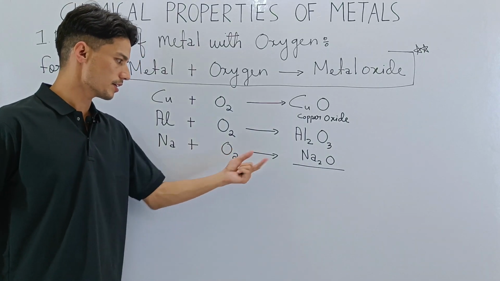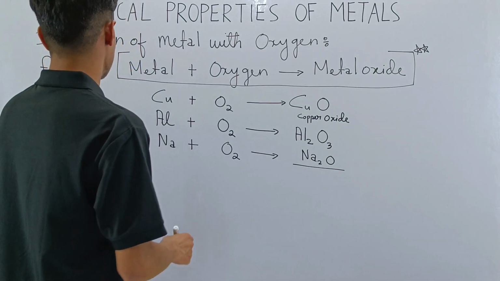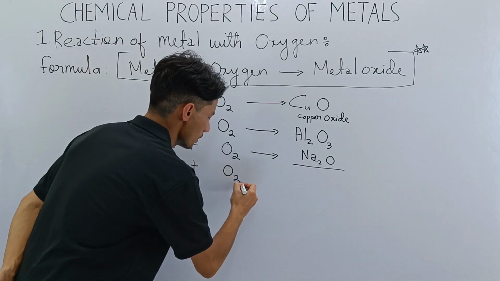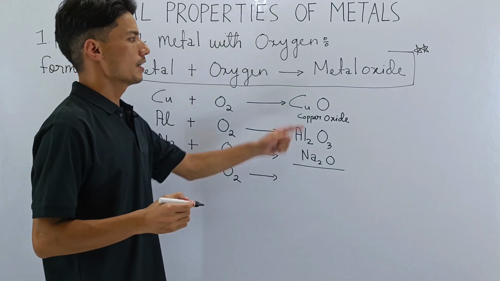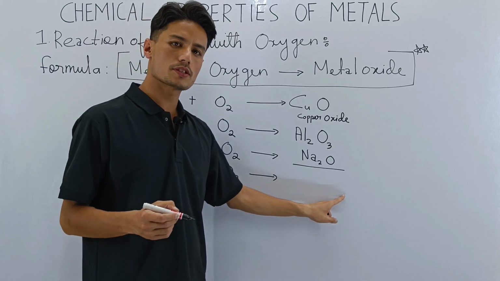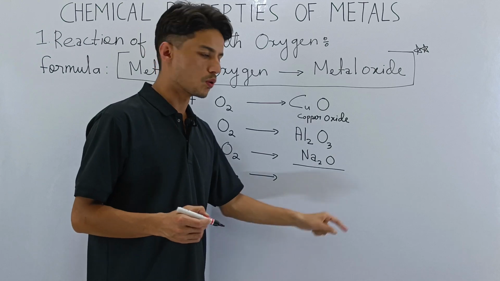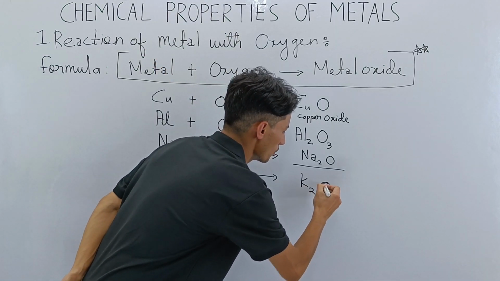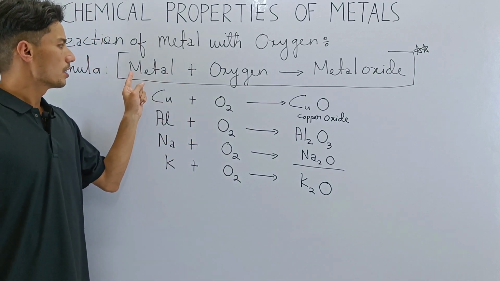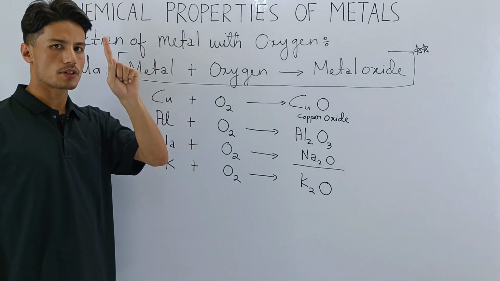See, it's easy, okay? Let's take one more metal. I have taken copper, aluminum, sodium. Now let's take potassium. K is potassium, okay? Potassium plus oxygen. So what will we get? We will get again metal oxide. Potassium is the metal, so this will be potassium oxide. What will be the formula for potassium oxide? KO or K2O? It will be K2O. See, it's this easy, okay? So this is how metal reacts with oxygen. The first point, we are just studying the first one.